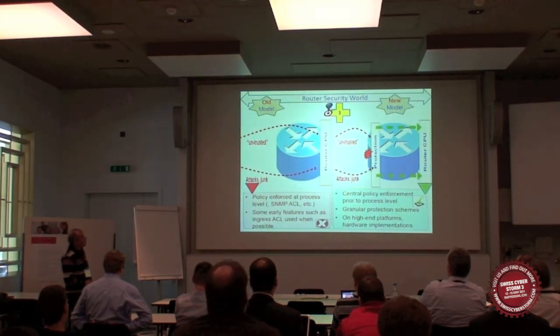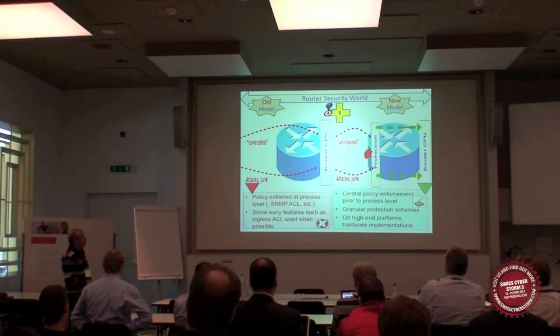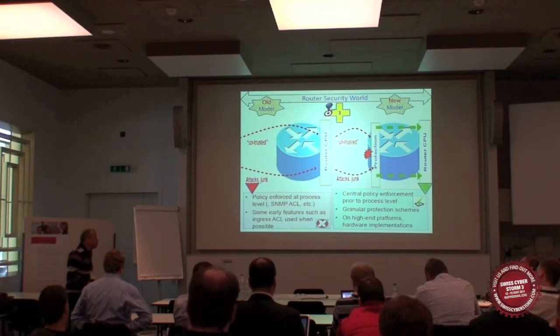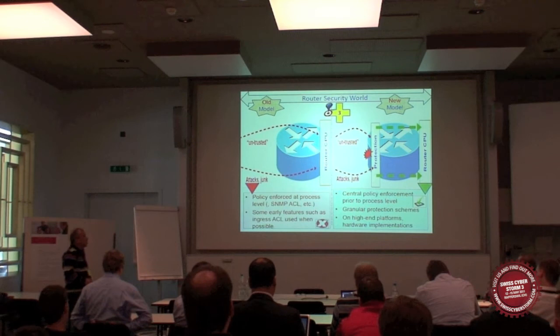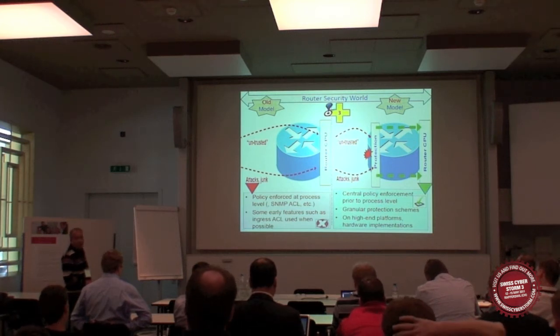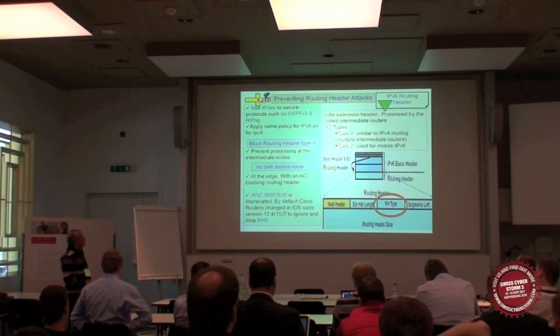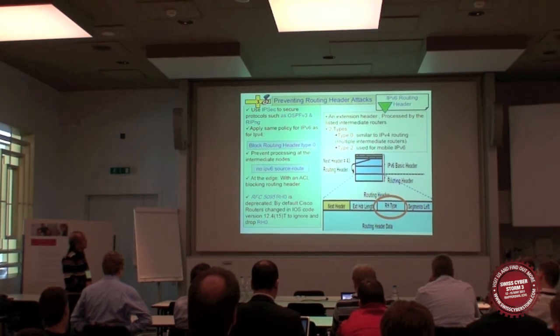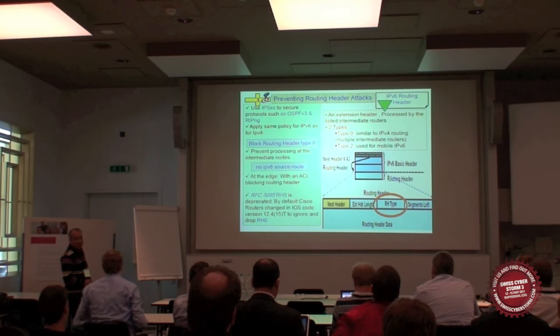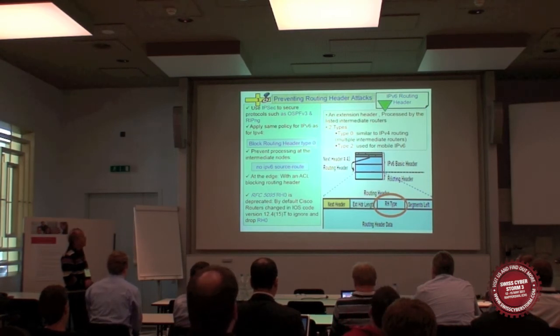Also the router security: in the old one, all the traffic coming in is untrusted, and we need a central policy enforcement prior to process level, and on high-demand, high-end platforms with hardware implementations. So basically we need to put a new protection layer just facing the input of the router. Preventing routing header attacks: use IPsec secure protocols such as OSPF version 3, which is for IPv6, in comparison with OSPF version 2 for IPv4.